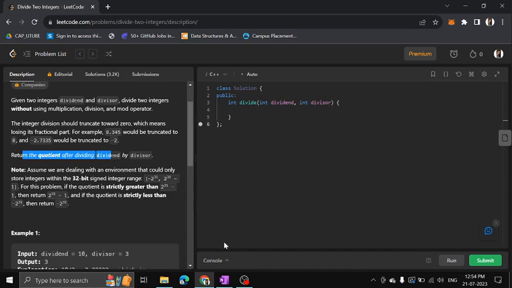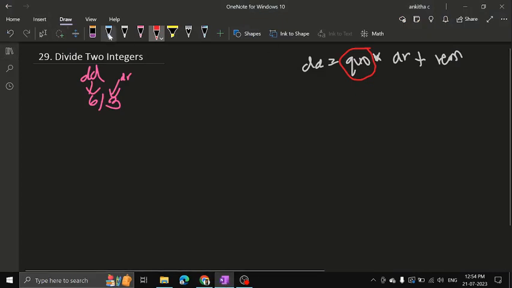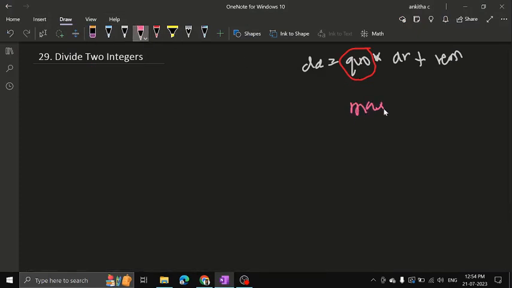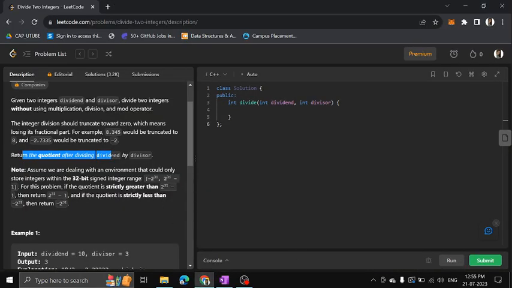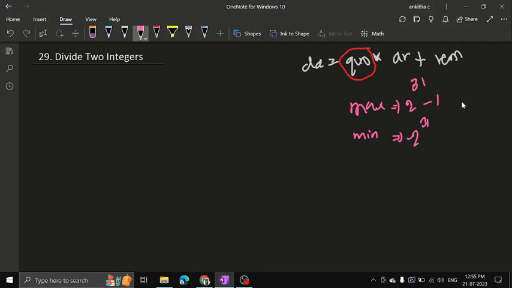So the first case we need to handle is that only. So int max is nothing but 2 power 31 minus 1 and int minimum is nothing but negative 2 power 31. So int max ends up with 47 and int min ends up with 48.